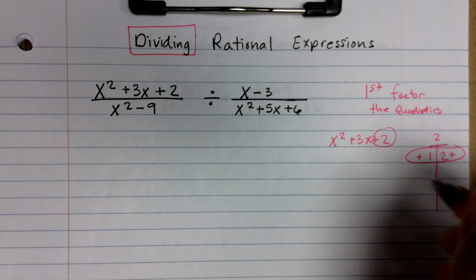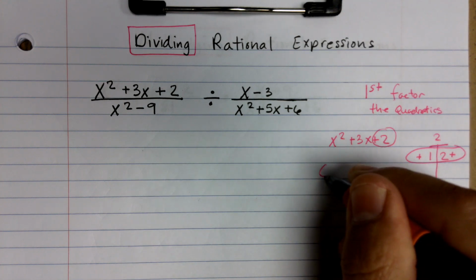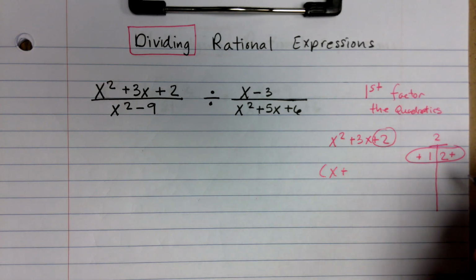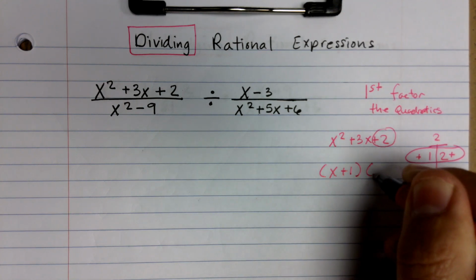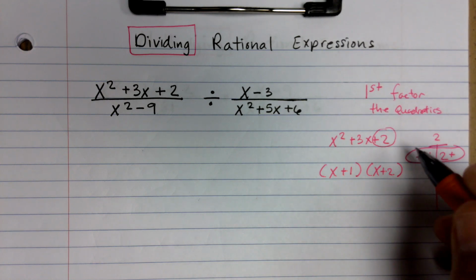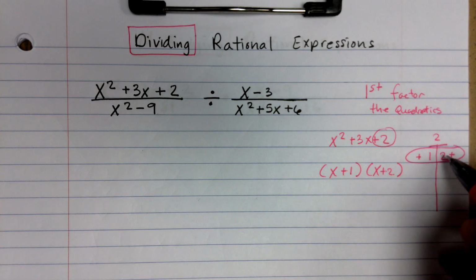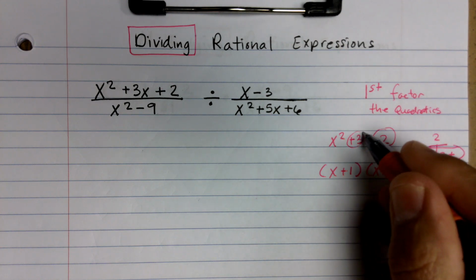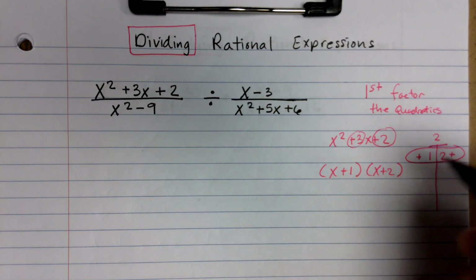So when I write this out, I'm going to go ahead and write it out as x plus 1 and x plus 2. And that's because 1 times 2 gives me positive 2, and 1 plus 2 gives me positive 3. So those are my factors.